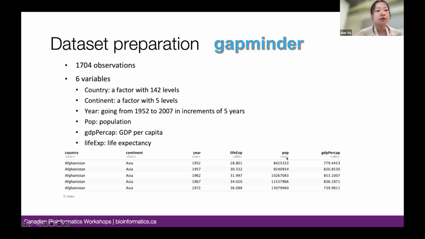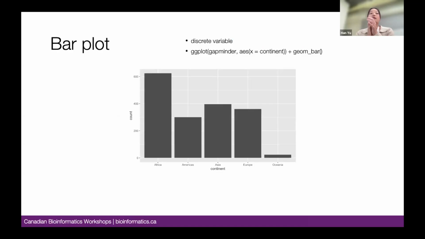The fifth is the population, and the last one is the GDP per capita. So next we will go over some basic plots using this data set. So the first plot is a bar plot.